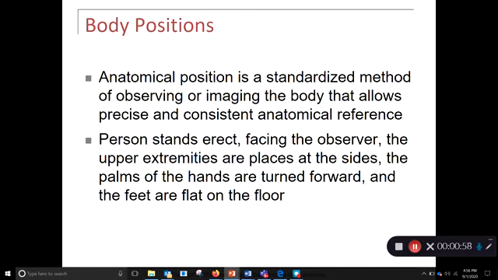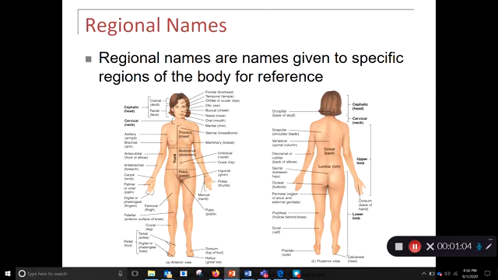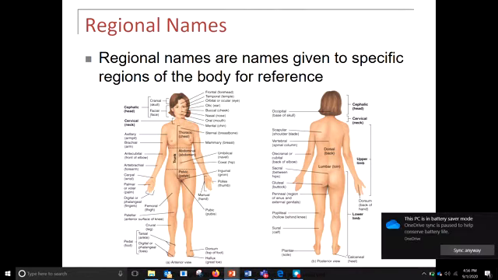Anyways, regional names, directional terms, planes and sections, as well as body cavities. So body positions, there's really only one that you should be familiar with. Here's the description for it, but we're going to sneak over to the regional names and look at this position. It's called the anatomical position.